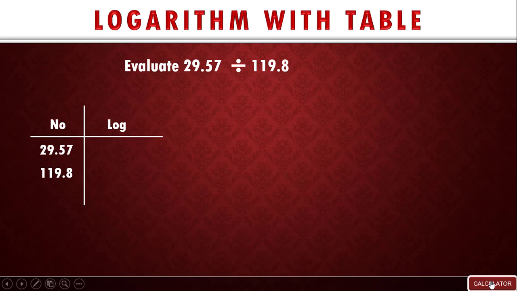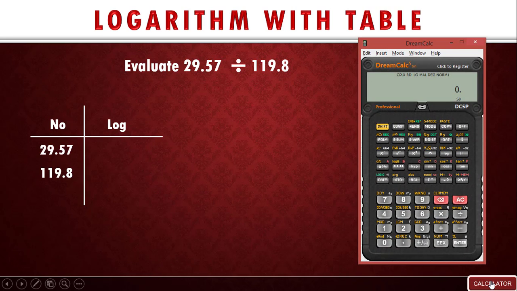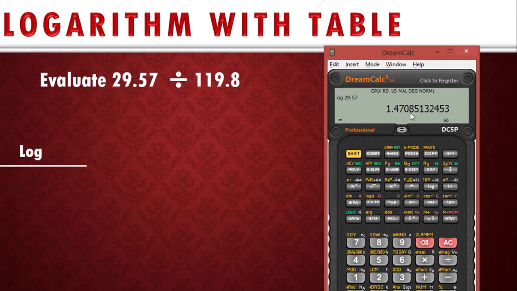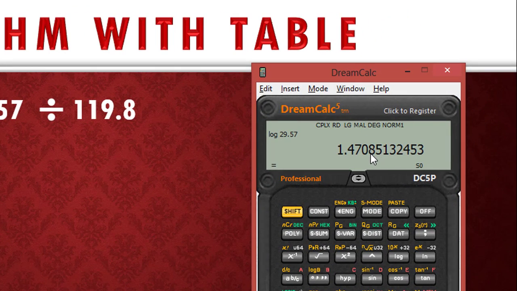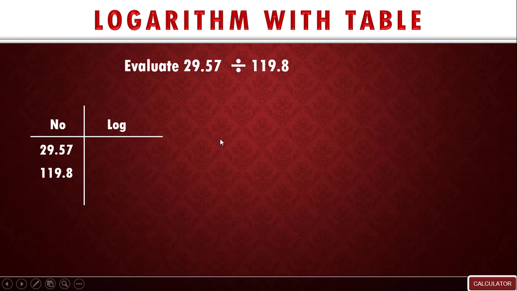So put on the calculator, and then we're going to check log 29.57. That's going to give us 1.4708, then 5. We're supposed to stop at this 8, so all we need to do is to approximate the next number to it. If you approximate 5, it's going to give us 1, so we add the 1 to the 8, and that will give us 1.4709. So our log there will be 1.4709.